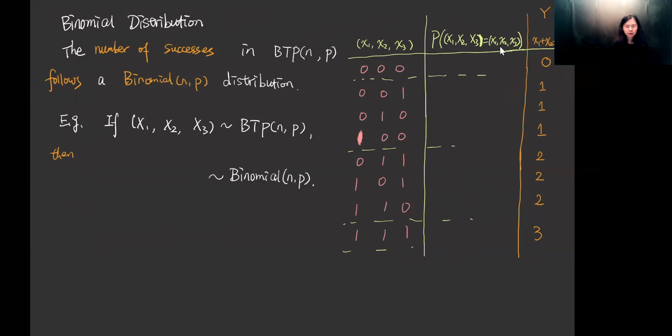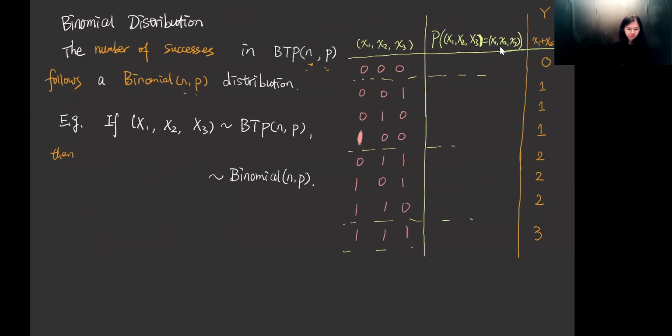And if the Bernoulli trial process has parameters n and p, where n is the number of trials and p is the success rate, then the number of successes in this process follows a binomial n, p distribution with the same n and p.